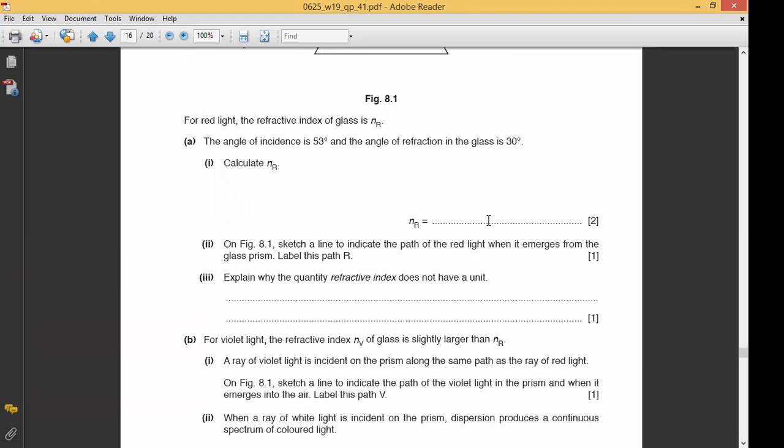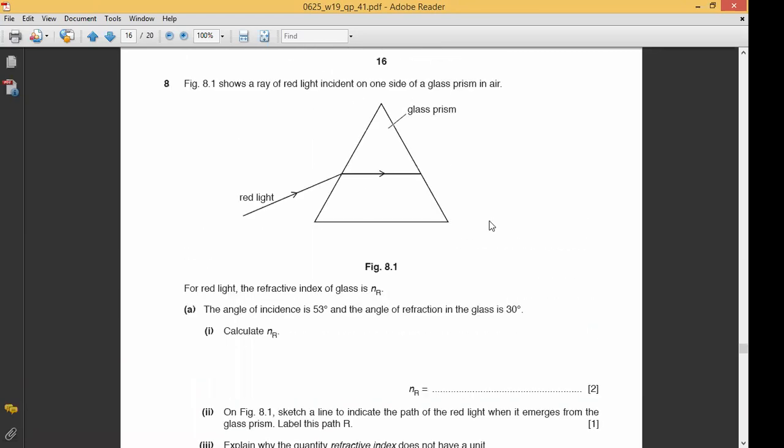Wow. Now we are entering triangular prism. Figure 8.1 shows a ray of red light incident on one side of a glass prism in air. Now, red light, glass prism. This is a triangular prism. Thank God we are seeing this. I've not taught you guys this.